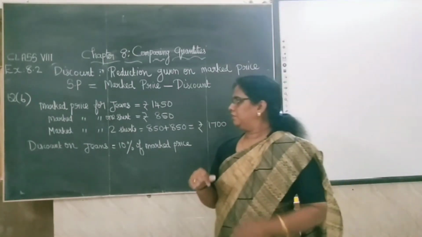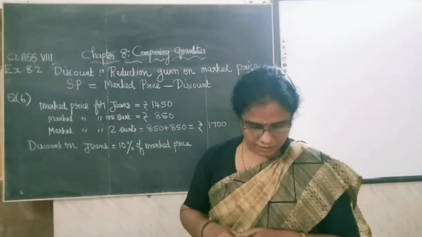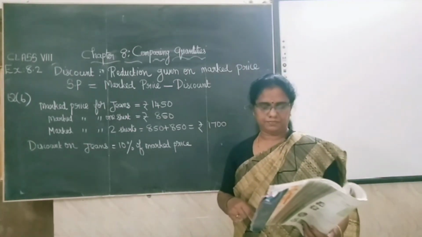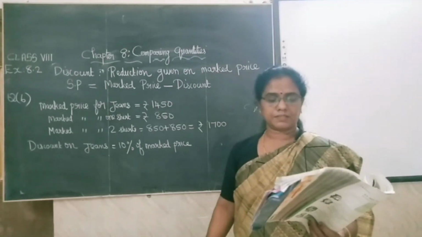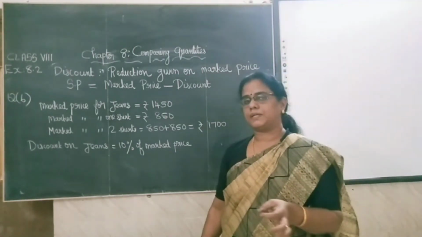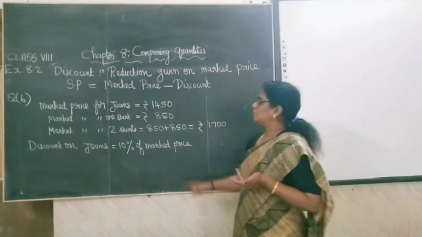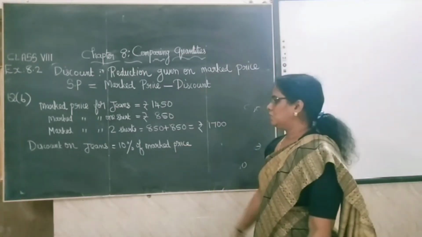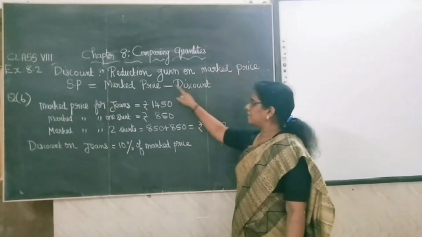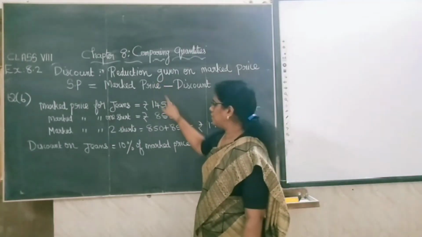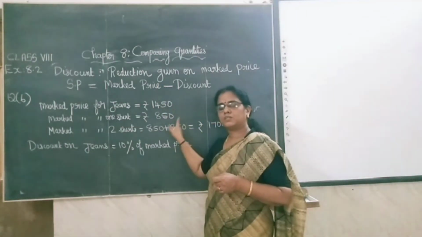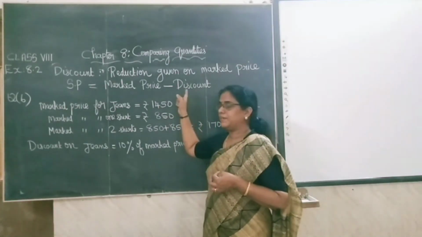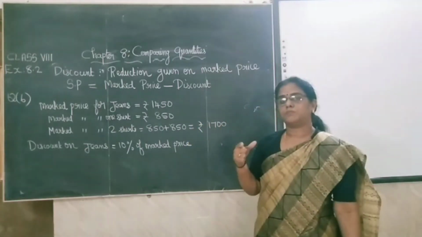Now we have to find what would a customer have to pay. That means selling price. Customer is giving the selling price. So what the customer has to pay means you have to find selling price. So first we will find the discount. Mark price we already know, that is the price marked on the shirt and jeans. And now we have to find discount. Then only we can find the selling price.